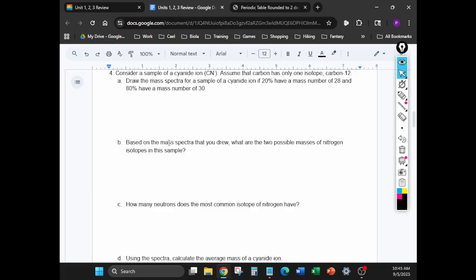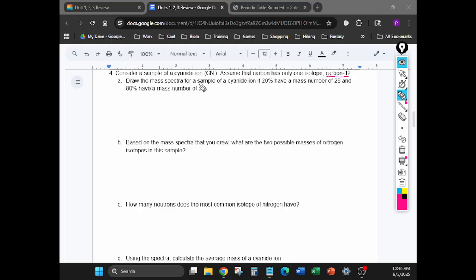One of the things about the AP test is a lot of times the questions aren't just about one topic. They pull different topics together and synthesize them into one question. So let's take a look at this. It's all stuff we've learned, but it's just combining the topics. It says that we're looking at a cyanide ion, which is CN-, so carbon and nitrogen. And we're going to assume that carbon has only one isotope, and that is carbon 12. So carbon can only be carbon 12 in this problem.